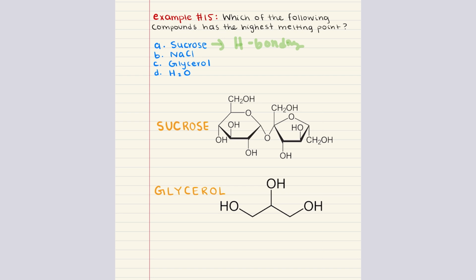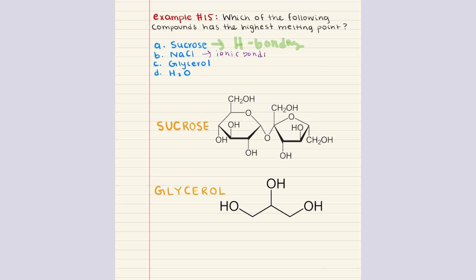Okay, next up is sodium chloride. This is an ionic compound with strong electrostatic forces between the sodium cation and the chloride anion. These ionic bonds are very strong and they require a significant amount of energy to break. Okay, so this is ionic. We need to keep that in mind, ionic bonding.